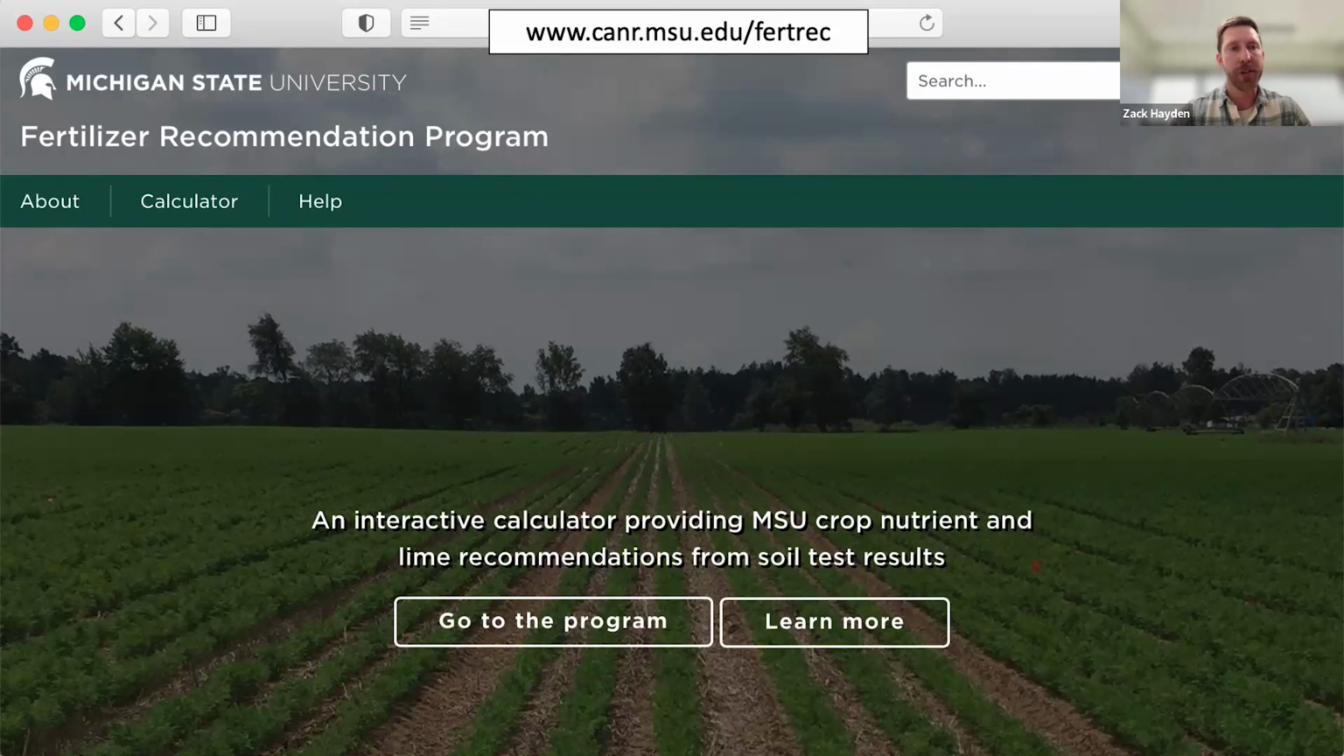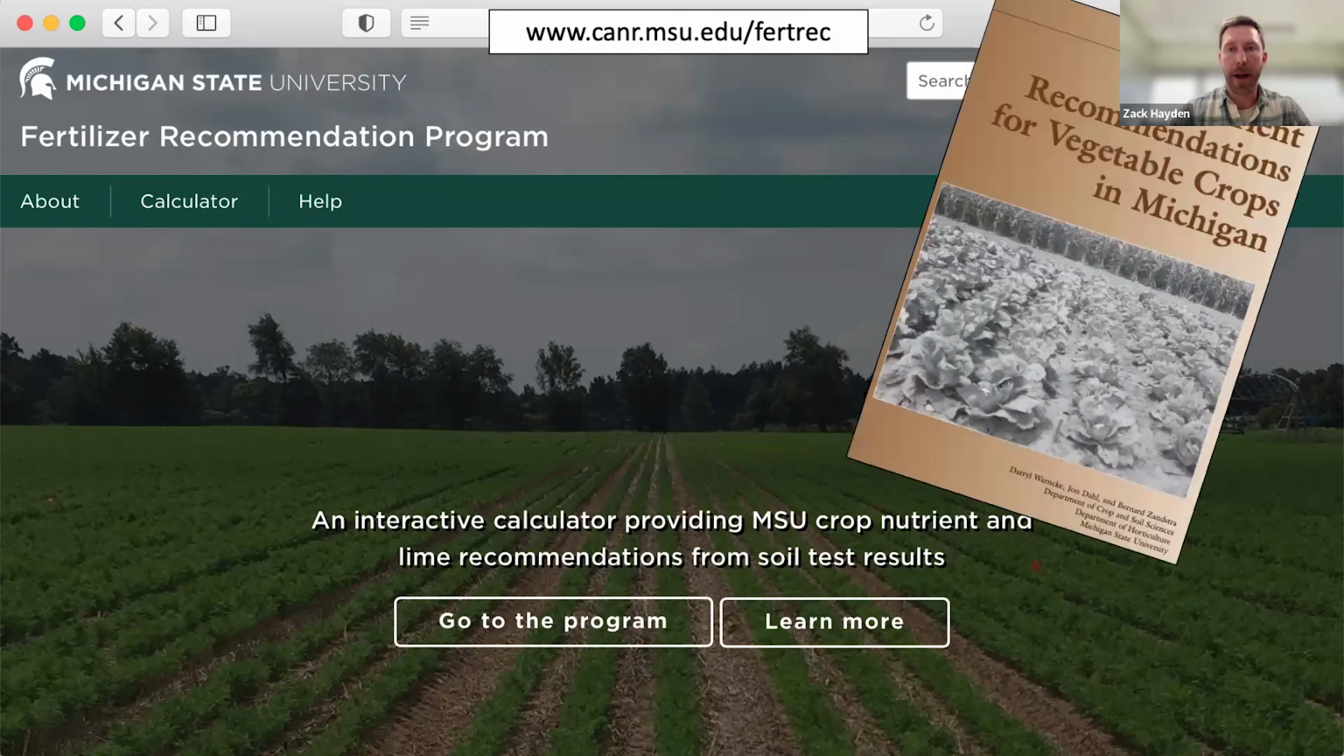So I wanted to make sure to mention the MSU Fertilizer Recommendation Program. So this is an online tool, an interactive calculator where you can take soil test results from any lab, input them in, and get MSU lime and nutrient recommendations for the entire diversity of crops that we grow in Michigan. So it's a really useful tool.